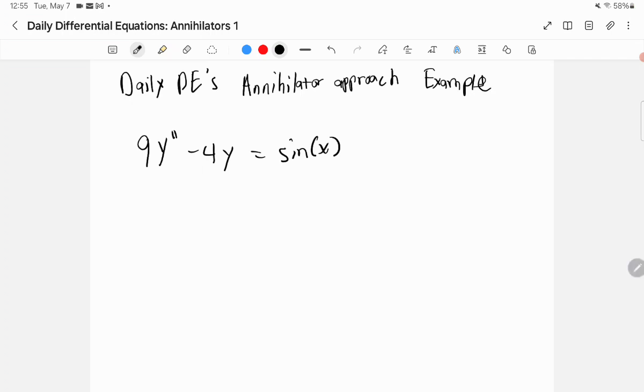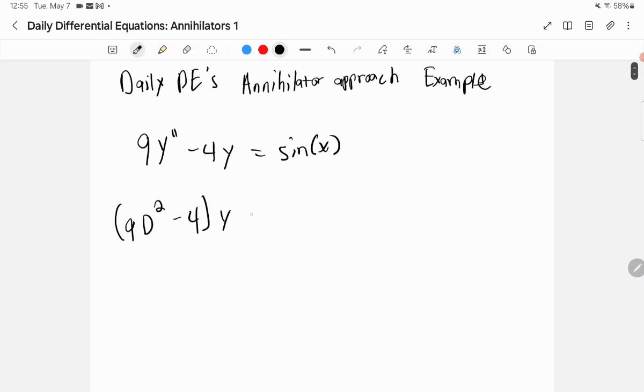Today we'll be doing an annihilator approach example to solving differential equations. So the idea with the annihilator approach is we think of things as an operator. In this case it's going to be linear operators because we're solving linear differential equations here. So I'm going to rewrite this in operator form.